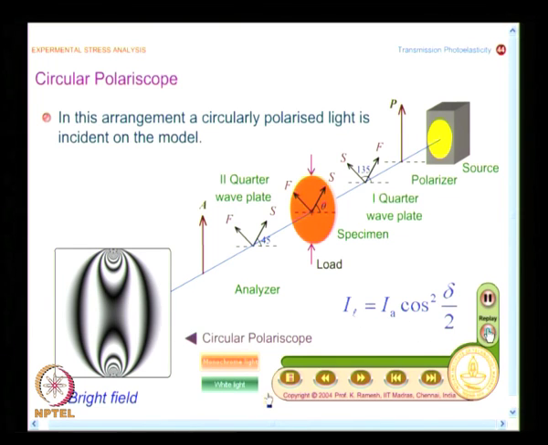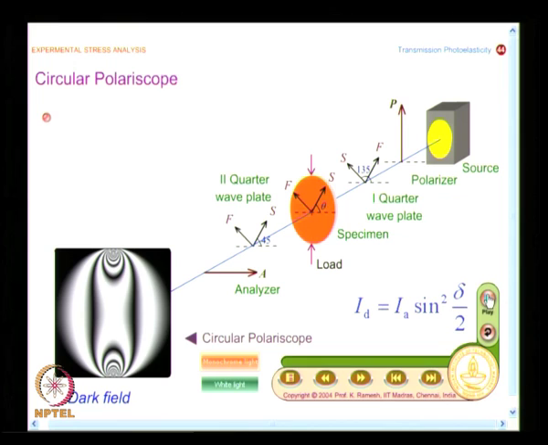I repeat the animation, just have a look at it. What I have here is the polarizer, first quarter wave plate, model, second quarter wave plate. No change is done. Instead of the analyzer vertical, I have kept the analyzer horizontal. I see the background as dark, and I see fringes also in a particular fashion. If you recall, in a plane polariscope we had only the dark field; we never looked at the bright field. Bright field was not giving any information.